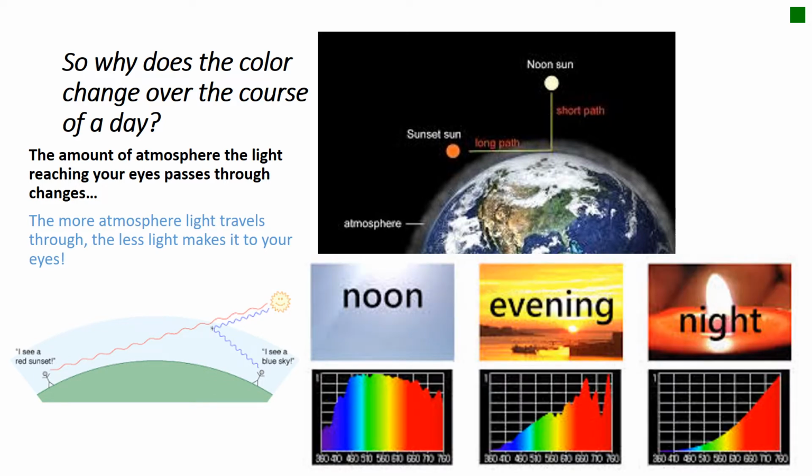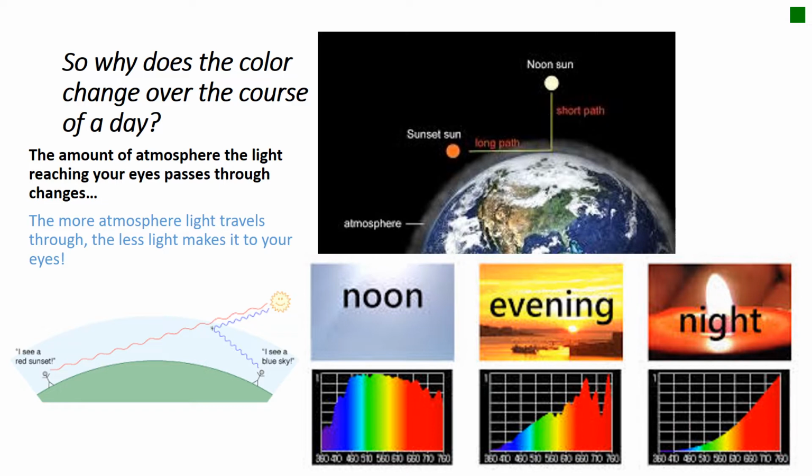And so here you can see the little spectral readouts that scientists have done looking at the sun. You can tell that as the sun sets and as it travels through more and more of the atmosphere, you're going to get less and less of this blue light making it all the way through.